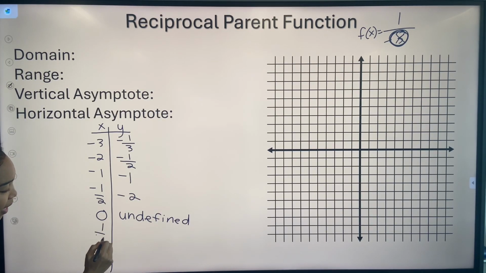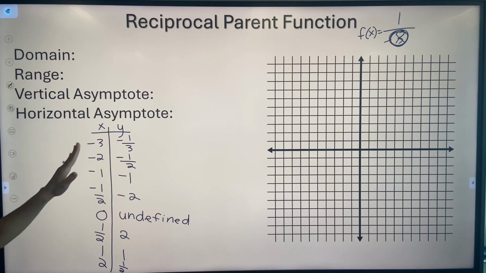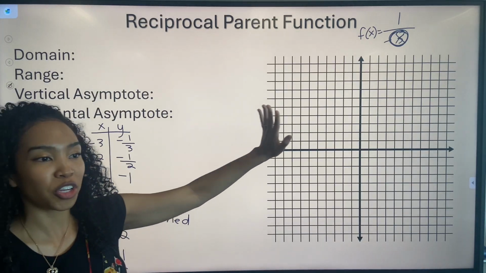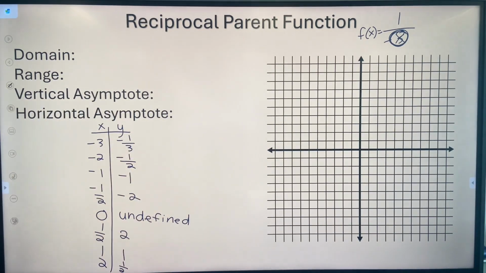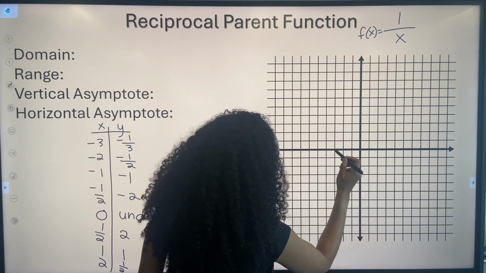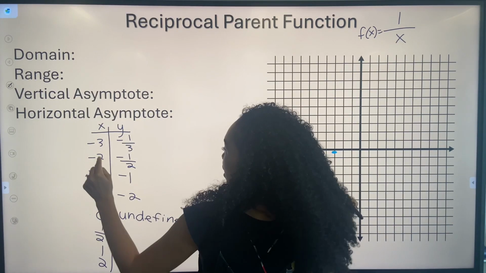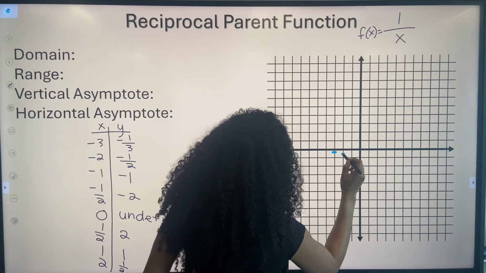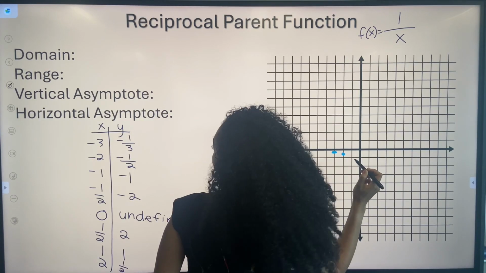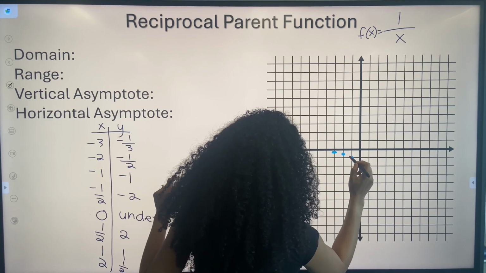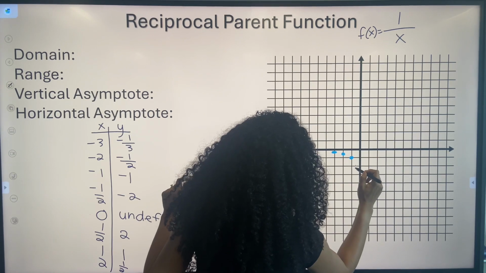Next, let's plug in a 1/2. The reciprocal of 1/2 is 2. The reciprocal of 1 is 1, and the reciprocal of 2 is 1/2. So go ahead and plot these points on your graph. At -3, -1/3: -3 and go down a little bit, -1/3. -2 and then -1/2. -1, -1, and -1/2 is at -2.